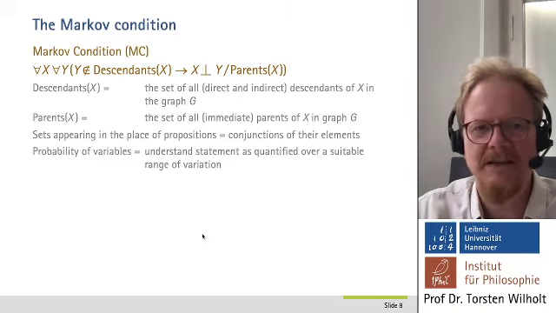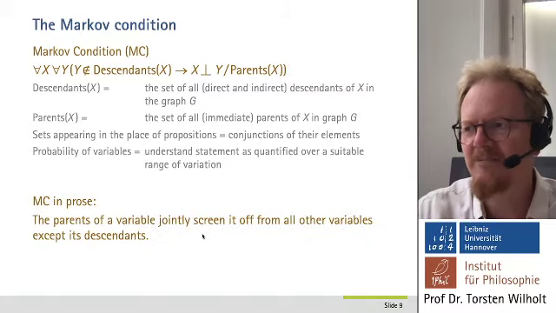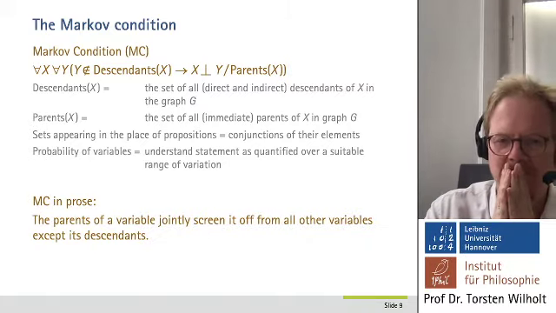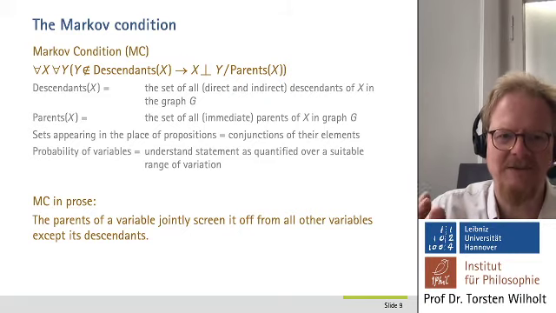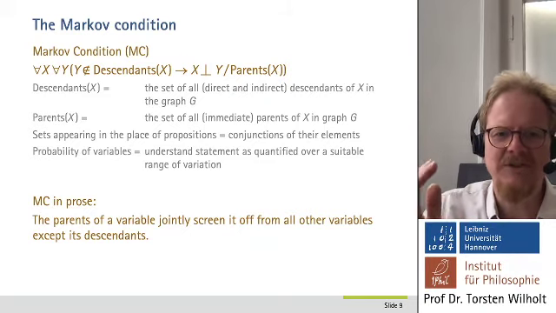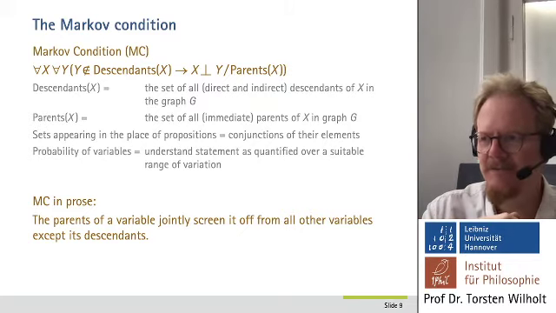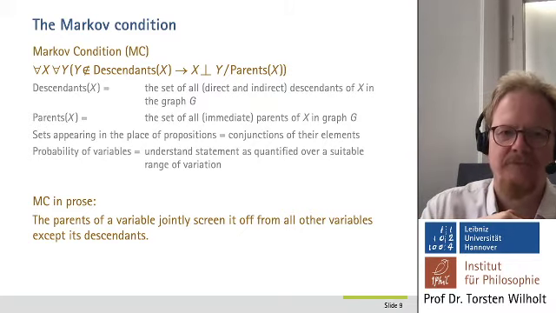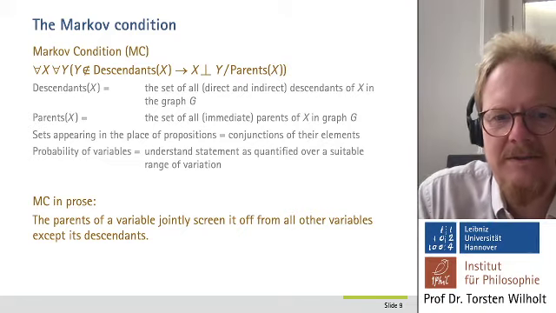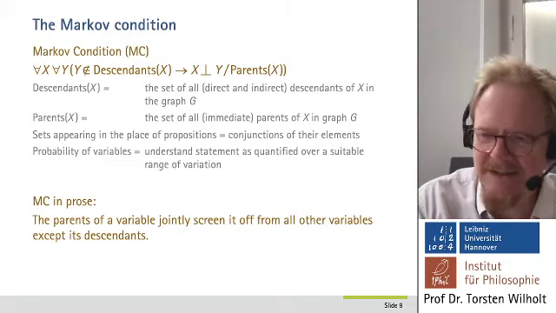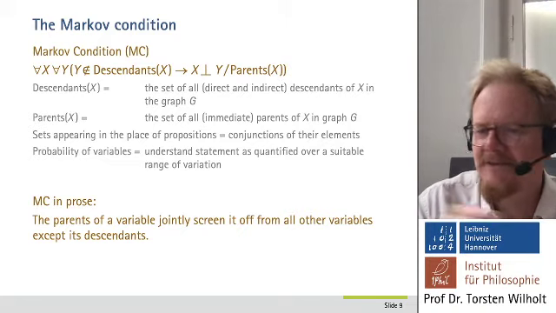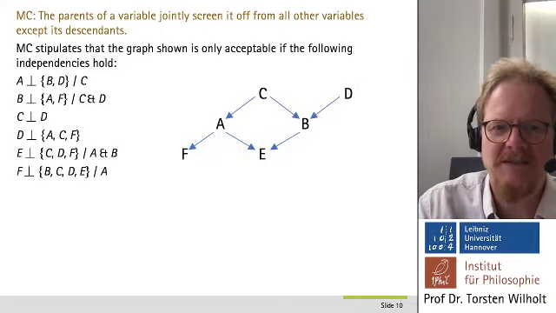I want to re-articulate the Markov condition in prose to make it better comprehensible. So what the Markov condition says is that the parents of a variable jointly screen it off from all other variables except its descendants. And again, it's best to look at this with respect to an example.